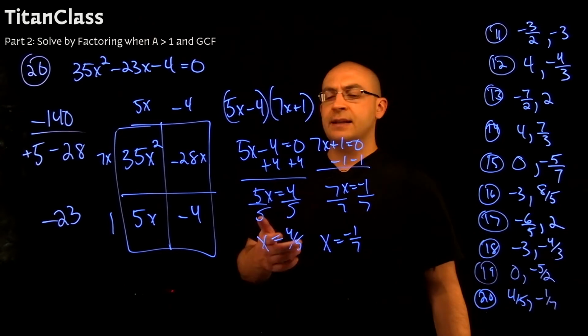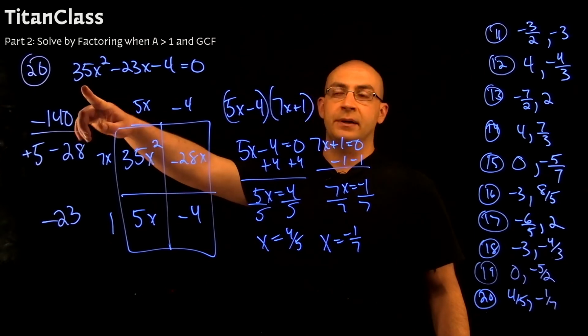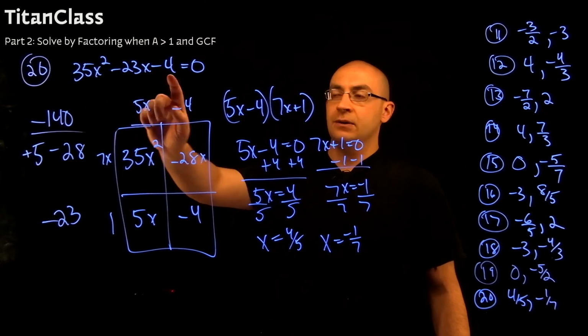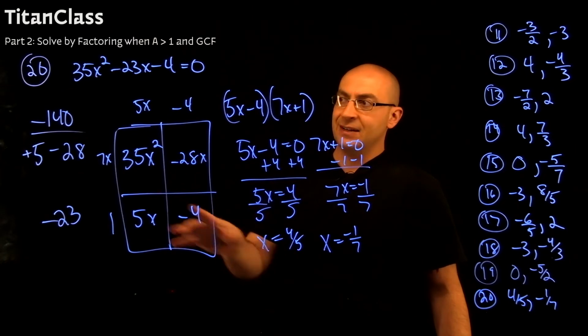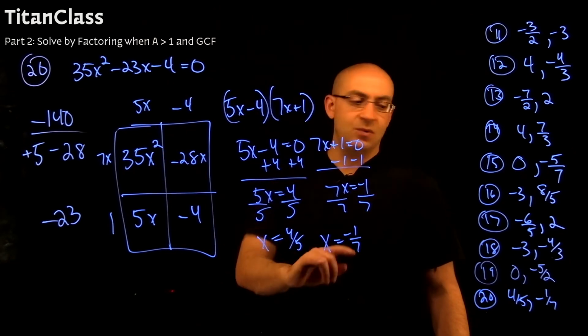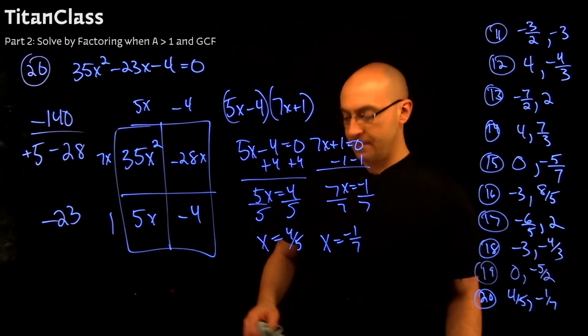So why was it like that? Well, because our coefficient was really, really big. Our a value was really big, and our c value was really small. So that's kind of what helped us get 2 fractional results for our answers, right?